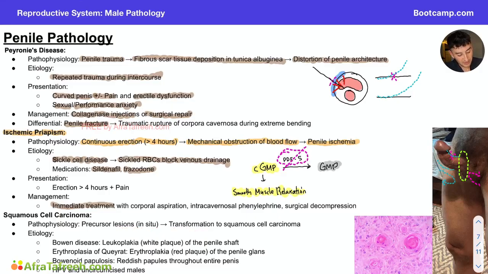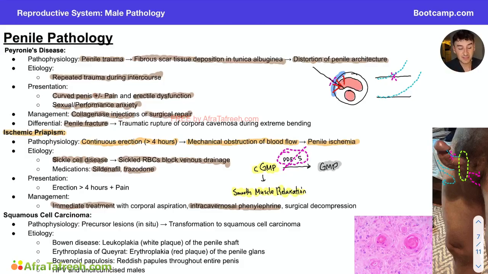Additionally, we can give patients intracavernosal injections of phenylephrine, and phenylephrine is a pretty potent vasoconstrictor, and so it's going to constrict the blood vessels that were trying to pump arterial blood flow into the penis, and this is going to relieve that tourniquet effect and allow the erection to go down.